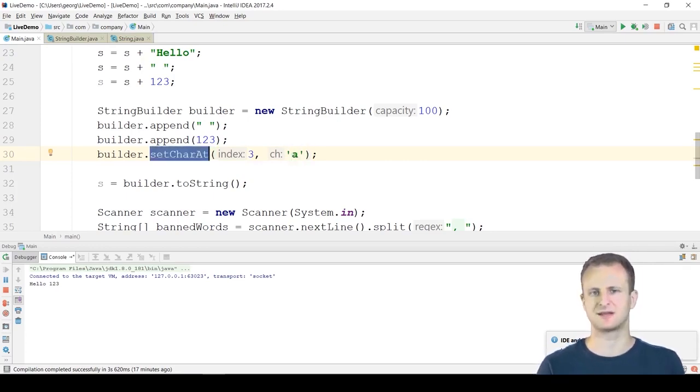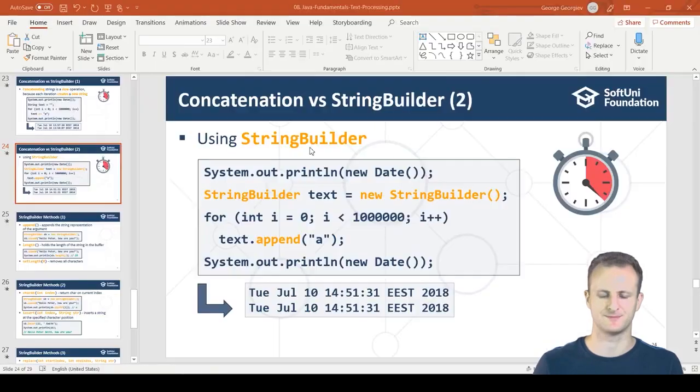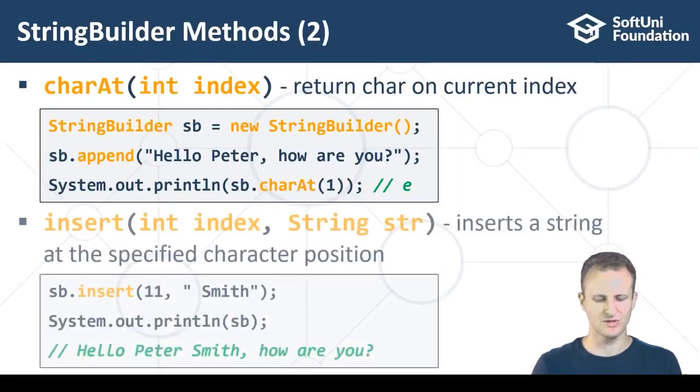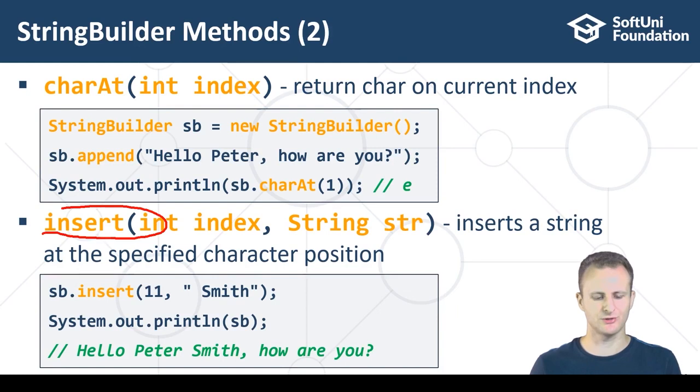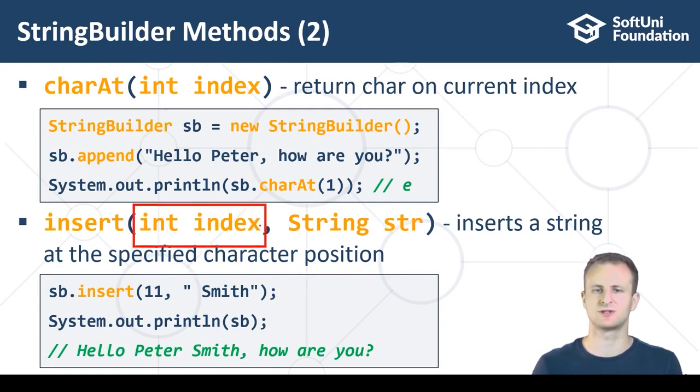So again, it's like in the list you can set elements, in the string builder you can also set elements, unlike the string where you can't set elements. Okay, so that's the character at, and there's also an insertion method which allows you to insert a string at a specific index. So this does the same thing that inserting in a list does.